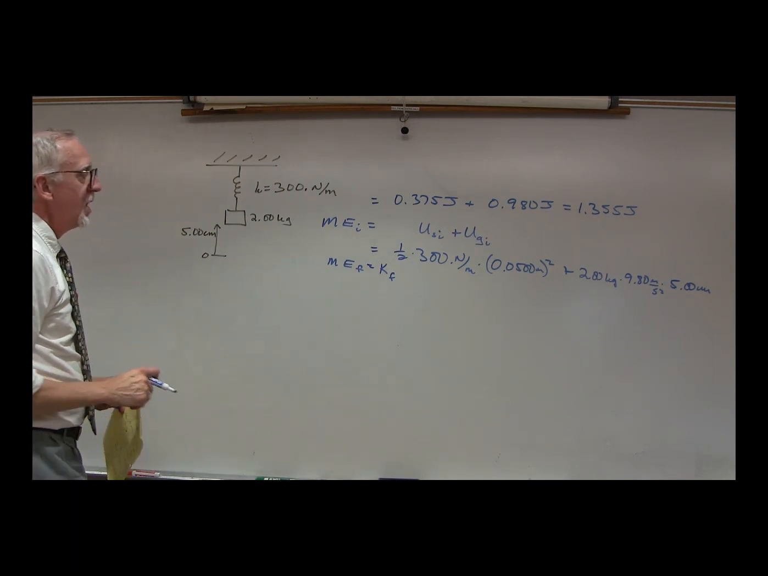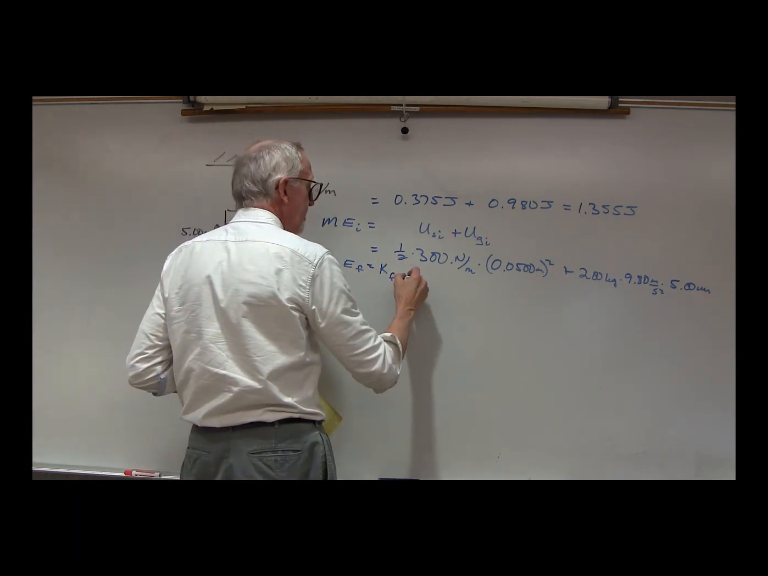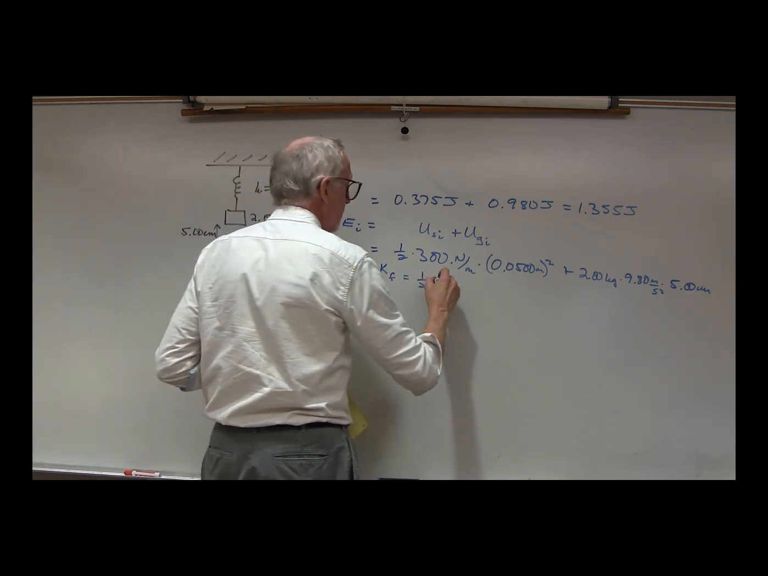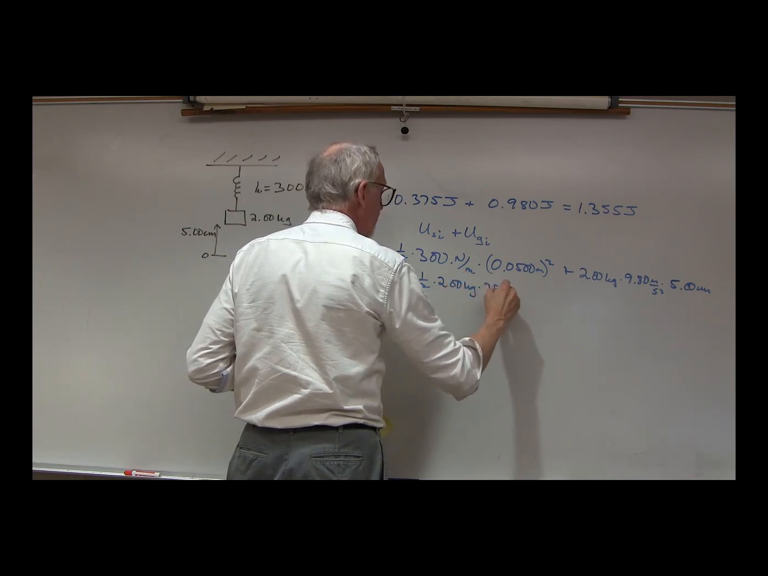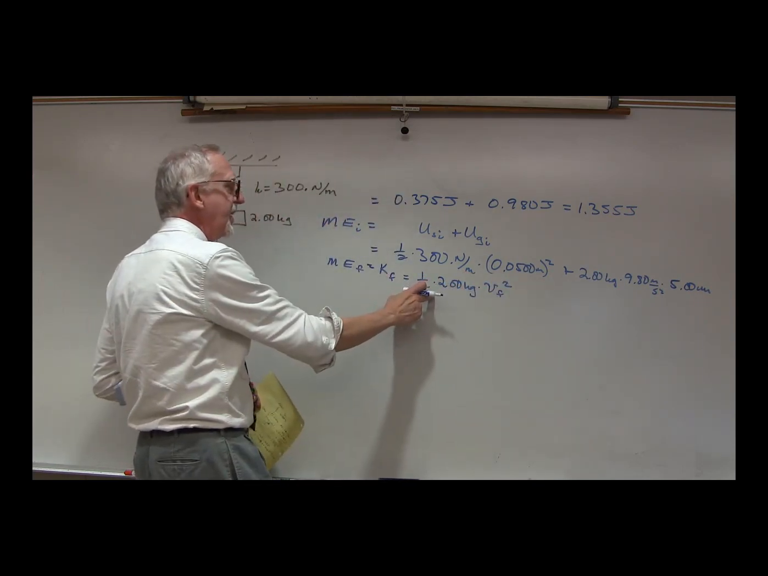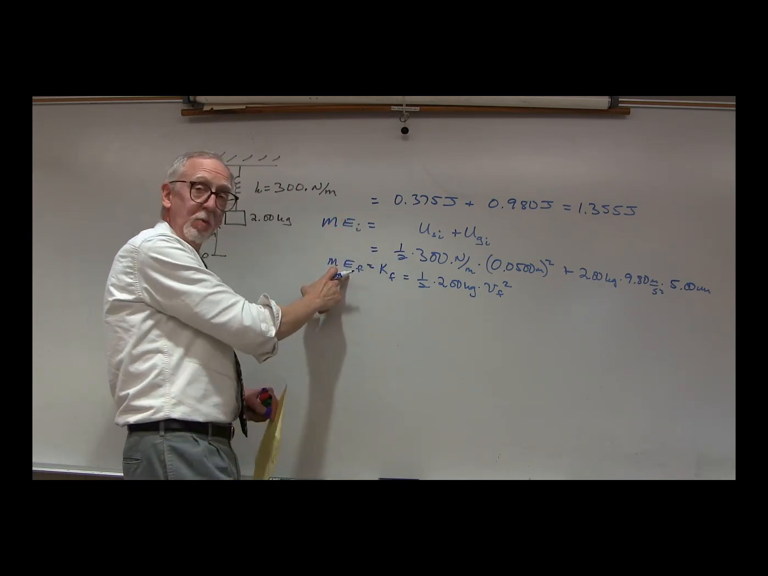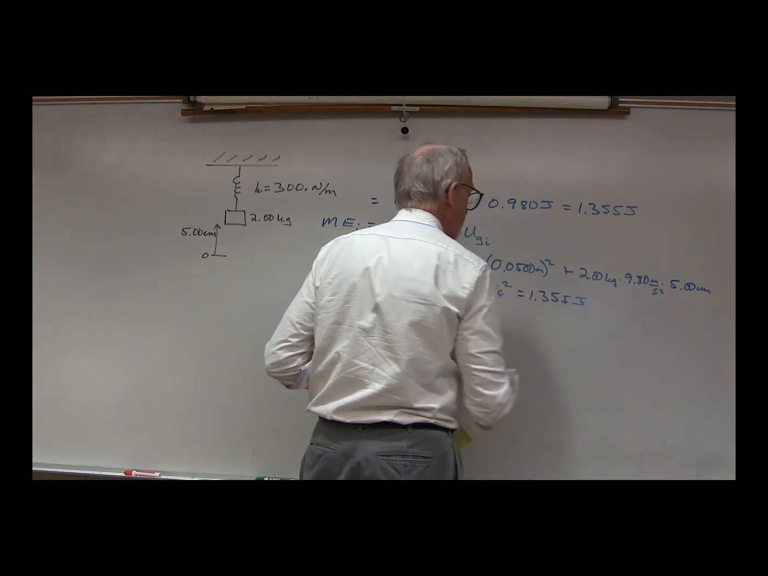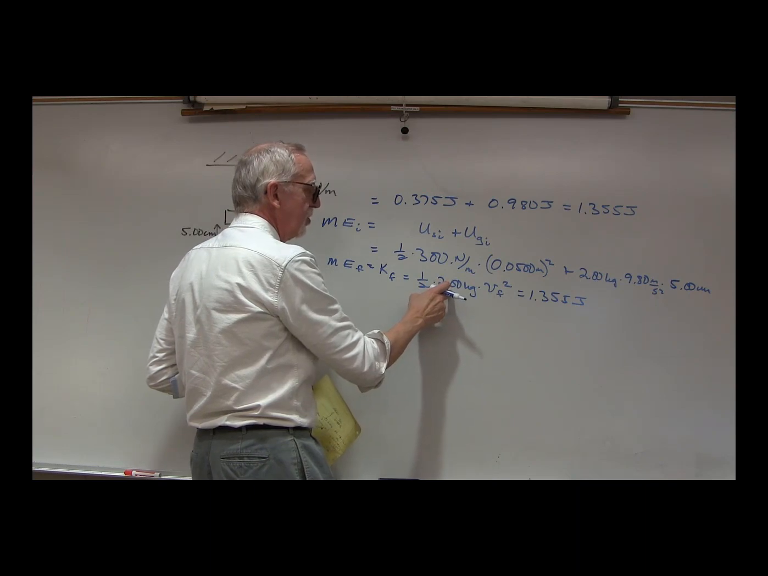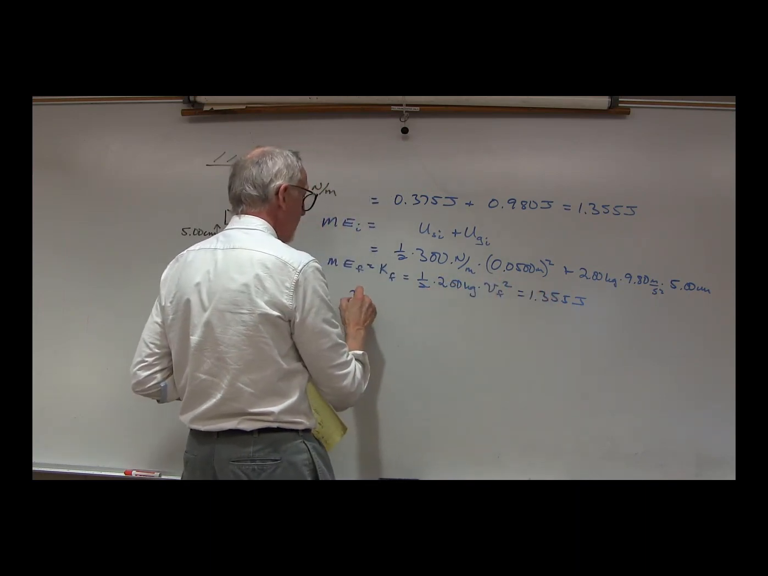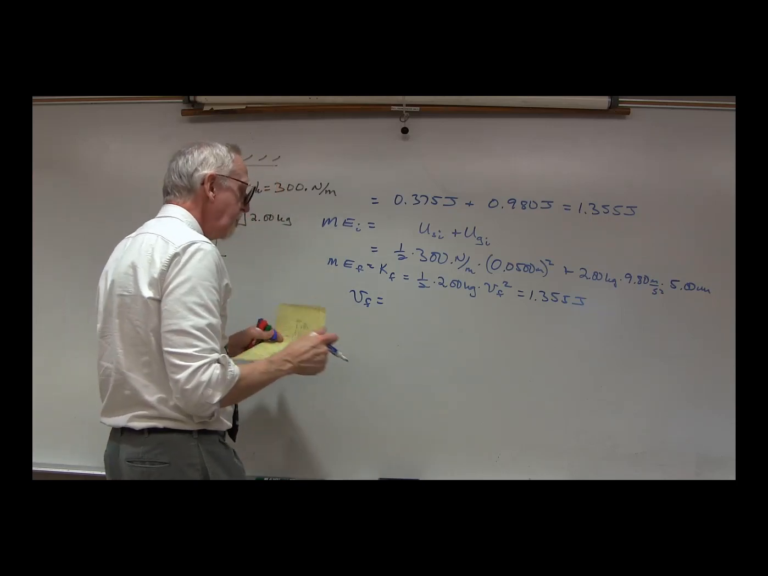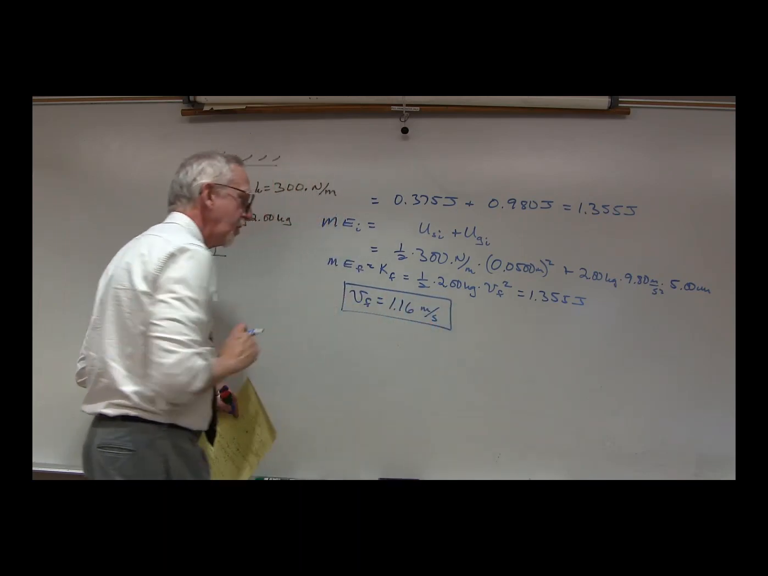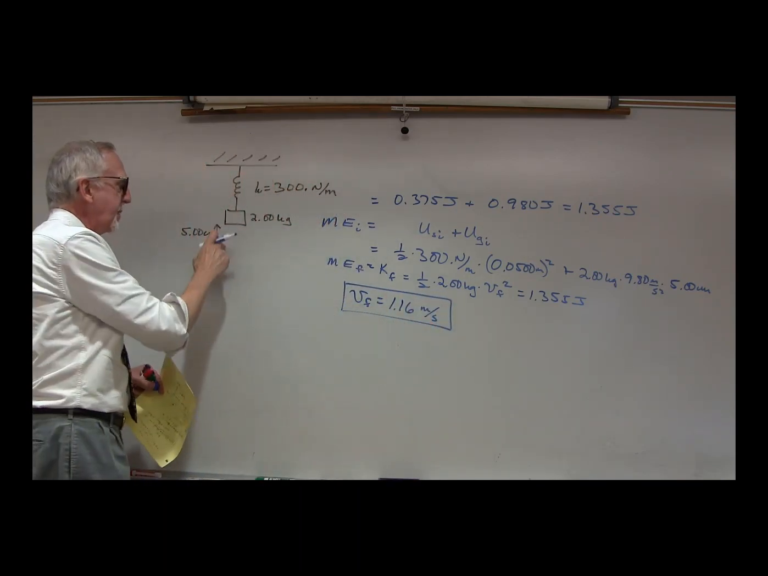There we go. That must equal our final kinetic, which is 1/2 mv final squared. Well, m is 2 kilograms times v final squared, which we can equate, because we know the initial mechanical equals the final mechanical. This must equal 1.355 joules. So we've got 1/2 times 2 is 1, divide by kilograms, take the square root, and what do we have? We have v final equals 1.16 meters per second. There we go. Okay, very good. There's our final speed as it passes through equilibrium.